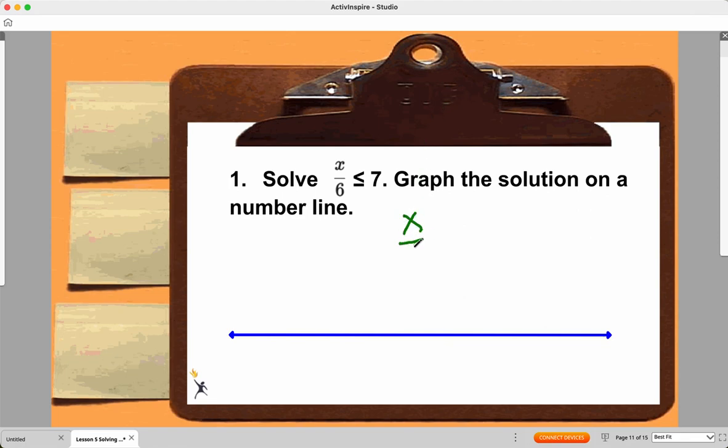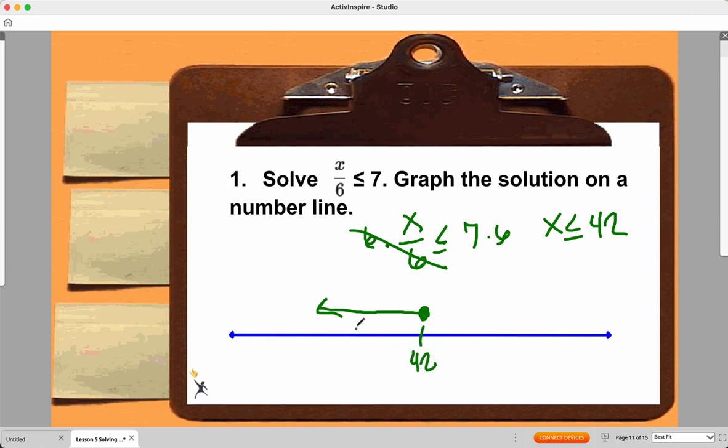All right, so if we have x divided by 6 is less than or equal to 7, we clear it by multiplying both sides by 6. And be sure you're showing this step to show both, otherwise it is not correct. So this time x is less than or equal to 42. It's going to go this way, but I'm going to go ahead and put my lines in so I know which way less than is.